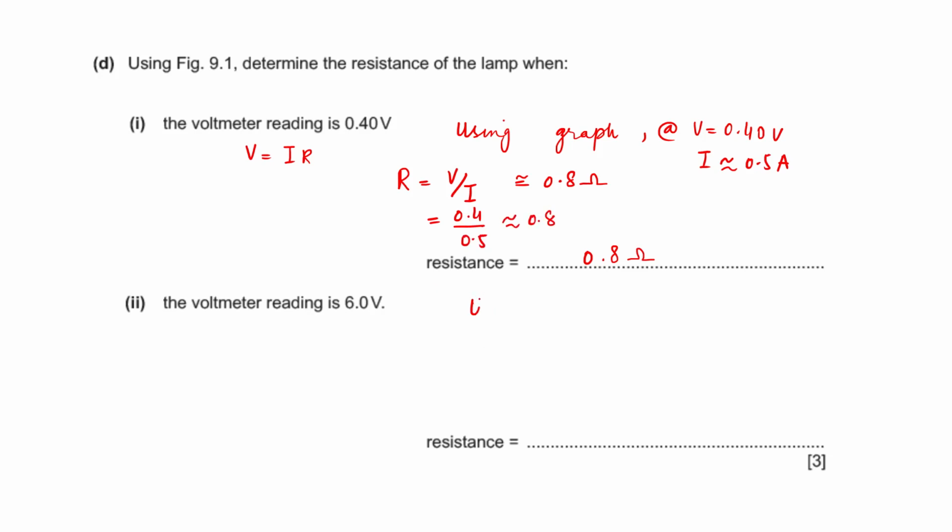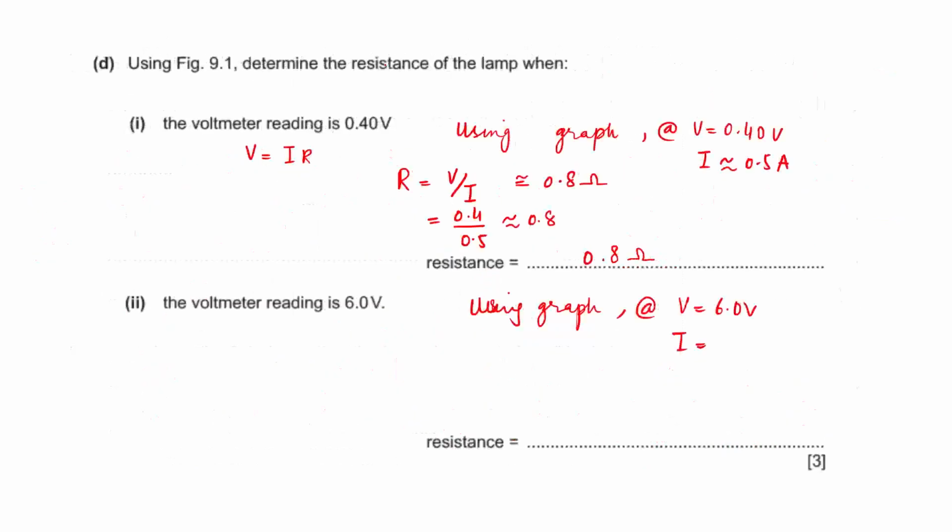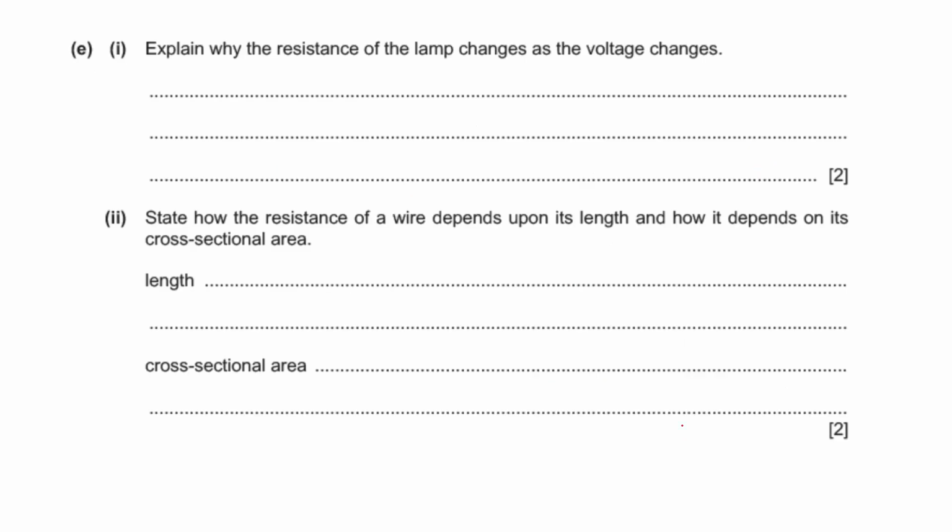Similarly, using the graph, at voltage equal to 6 volts, my value of I is approximately 1.8 amperes. So my resistance becomes V by I, 6 divided by 1.8. The resistance is 3.333 ohms.